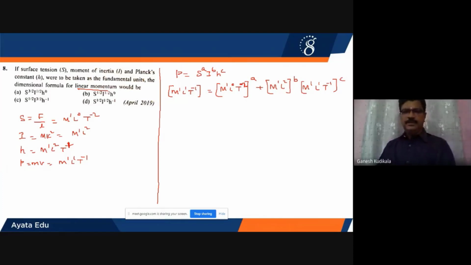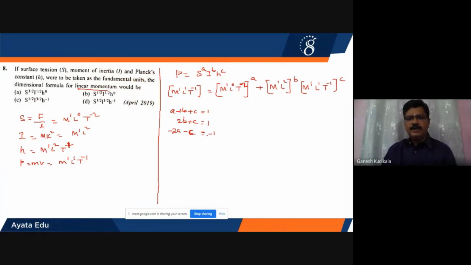So let us simplify and equate the powers of M here now. It is A here, B here, C here. Therefore it is A plus B plus C is equal to 1. For L to the power of 0, this is 2B and 2C. Therefore 2B plus 2C is equal to 1. Okay, third one, minus 2A minus C, because T is not there here, will be equal to minus 1.